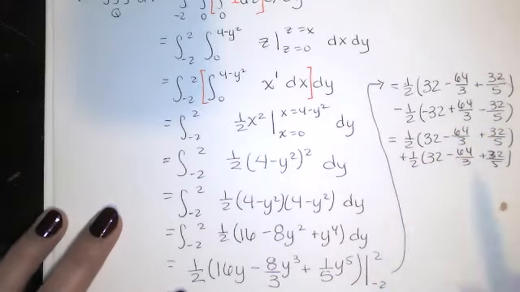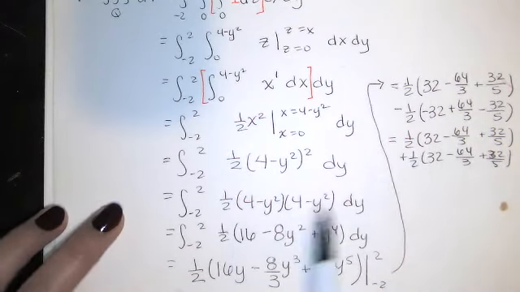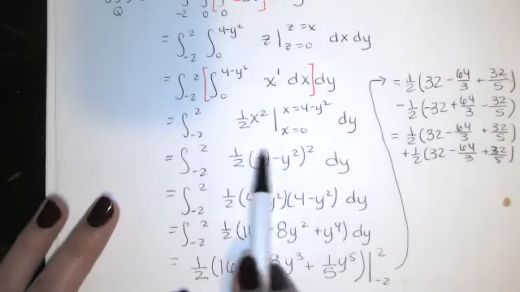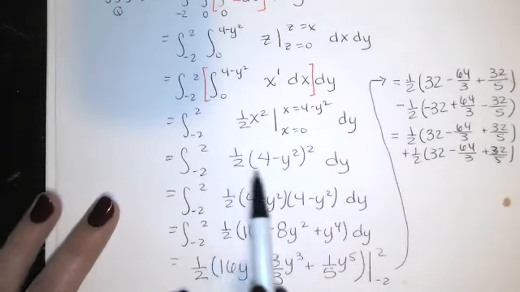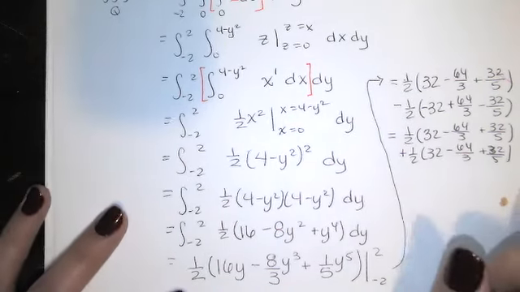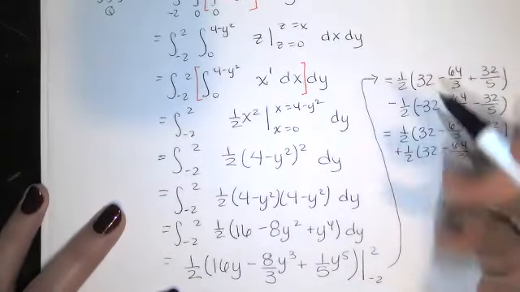We actually get 2 copies of the same thing, which is something that we may have realized if we saw that this was an even function and we said, oh, we'll just double it and integrate from 0 to 2, we'll get the same answer. That's why.